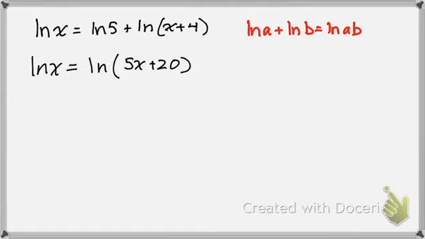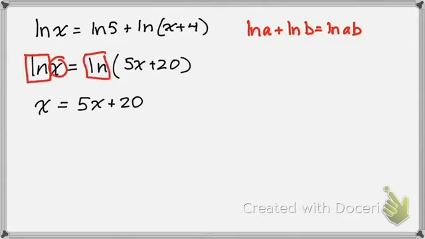Now I'm going to use the one-to-one property to set x equal to 5x plus 20. So what happened here is that I had a log of something and I had a log of something else. So since these logs match here, in order for the equation to be equal, these pieces must also match. Therefore, I can drop the logarithm and simply solve for x equals 5x plus 20.